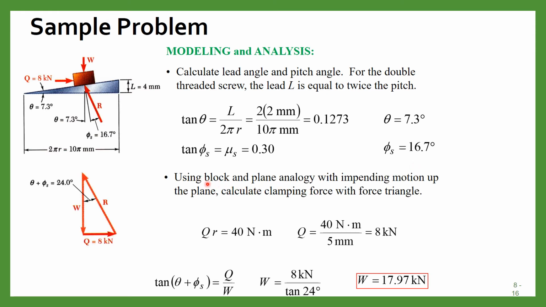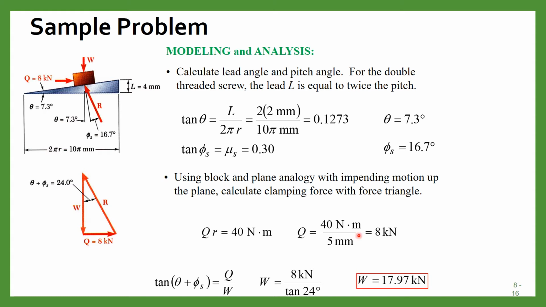Now block and plane analogy with impending motion will be like this. So we will make the force triangle. W is downward, Q is on the right side, and then R will complete the triangle. Now this QR is 40 Newton meter. It is already given in the problem.